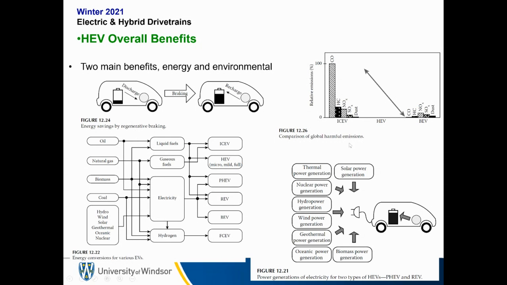If we look at a comparison of global harmful emissions, figure 12.26, if we go from an internal combustion engine vehicle to a hybrid electric vehicle, we see almost all harmful emissions dropped dramatically. Now, even battery electric, well, how could a battery electric be emitting stuff? Well, remember, this is during the entire life cycle, so this is also during the battery manufacturing process.